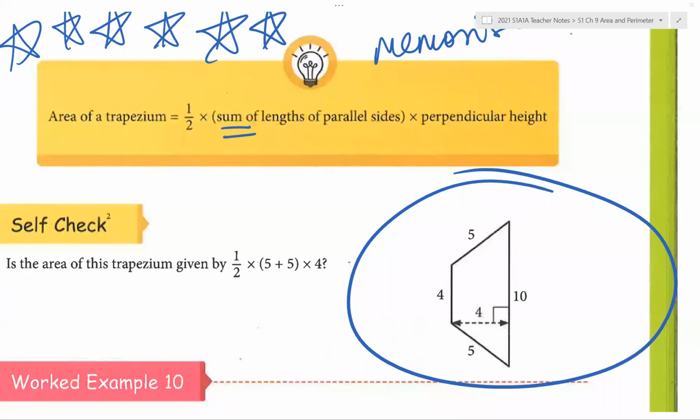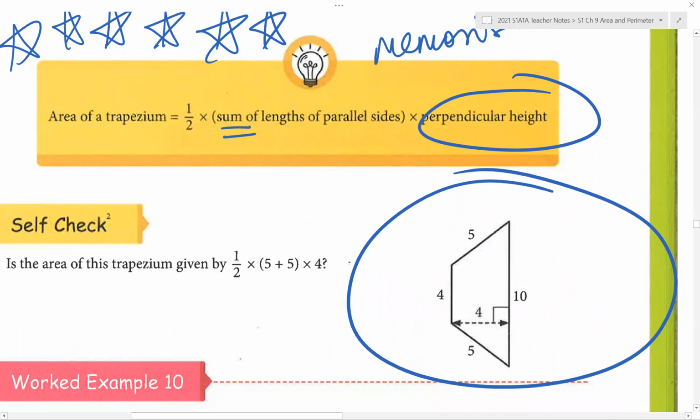We've got the sum of the lengths of the parallel sides, which was correctly identified by Shabil. And we have to add them up. So in this particular case, we should be adding 4 and 10. What do we do with that 14? We have to multiply it by half. What else do we have to do? We have to multiply it by the perpendicular height. Where is the perpendicular height?